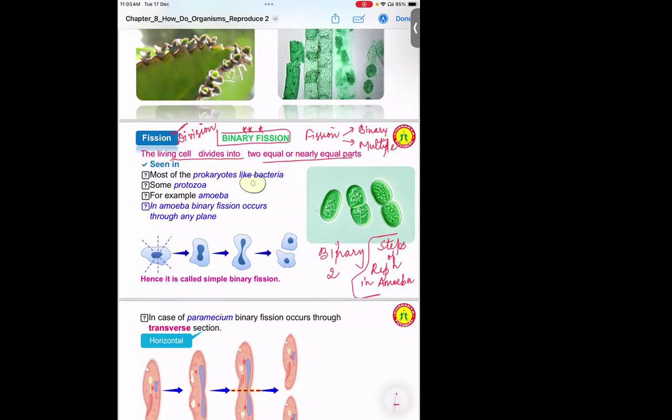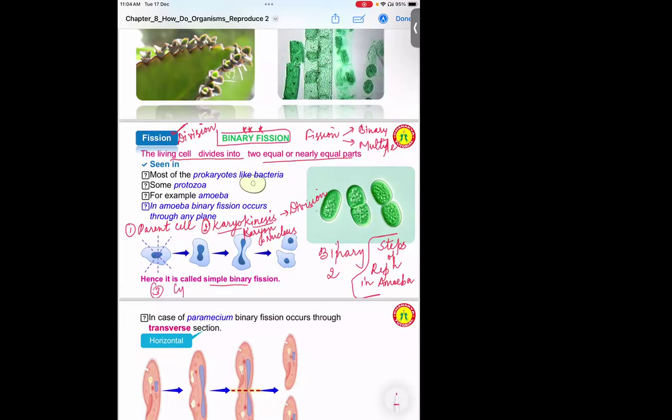Here you can see simple binary fission where the amoeba is there. There will be four different steps. In the first step, there will be the parent cell. In the second step, it undergoes a process called karyokinesis. Karyo is derived from the word karyon, which means nucleus, and kinesis means division. So in the second step, the division of the nucleus happens.